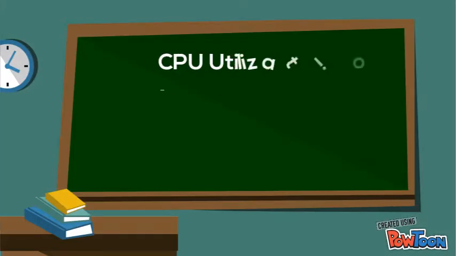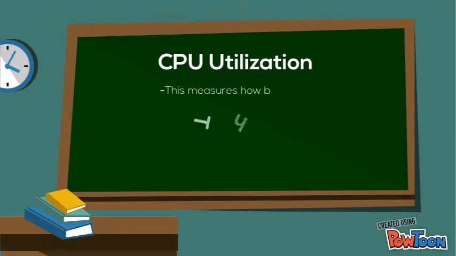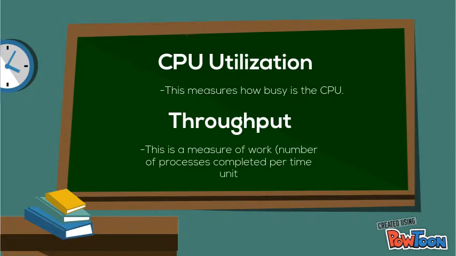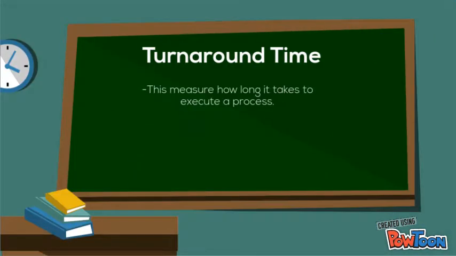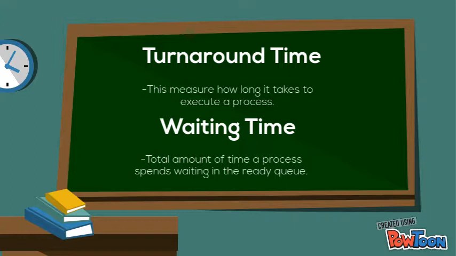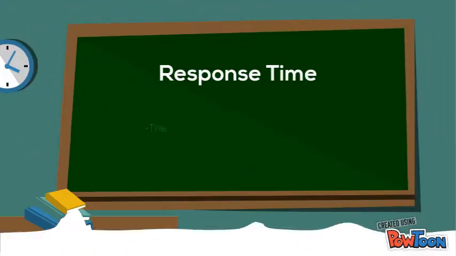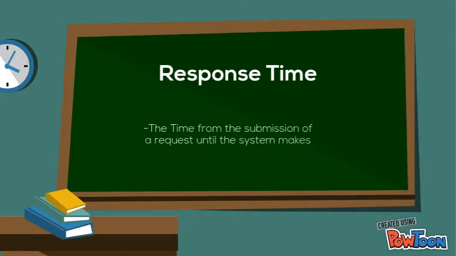CPU utilization. This measures how busy the CPU is. Throughput. This is a measure of work, the number of processes completed. Turnaround time. This measures how long it takes to execute a process. Waiting time. Total amount of time a process spends waiting in the ready queue. Response time. The time from the submission of a request until the system makes the first response.